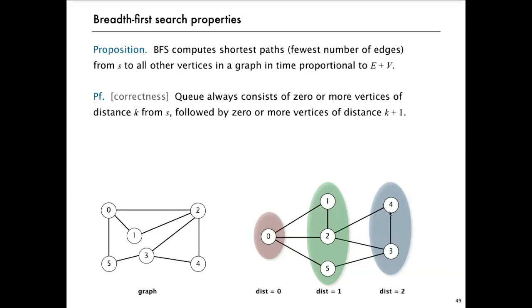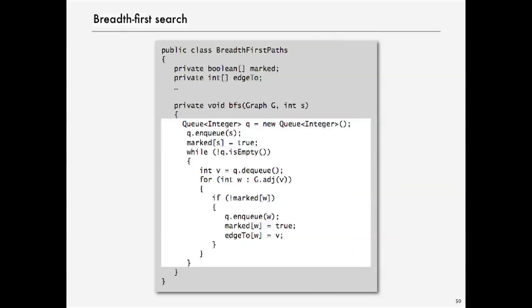So it's not hard to show that always you have either one of the two distances from the source on the queue. And that means the first time we get to a vertex, that's the shortest path to that vertex. And again, the running time, we only visit vertices once because we mark them. So it's time proportional to the number of vertices plus the number of edges in the graph. So that's breadth-first search properties.